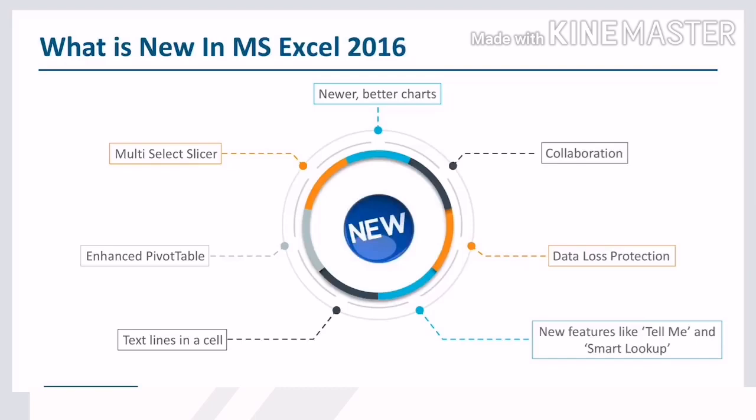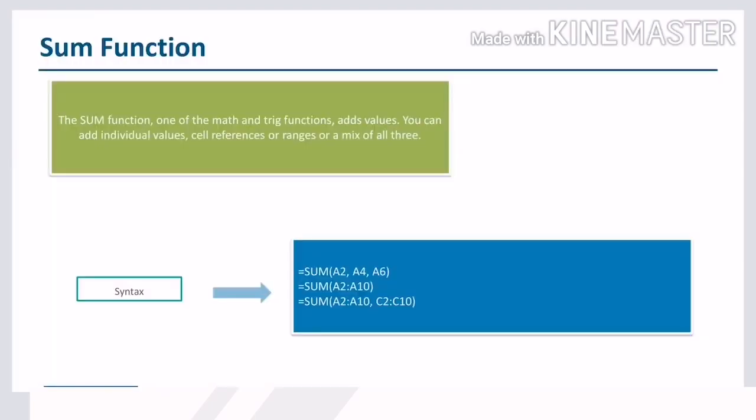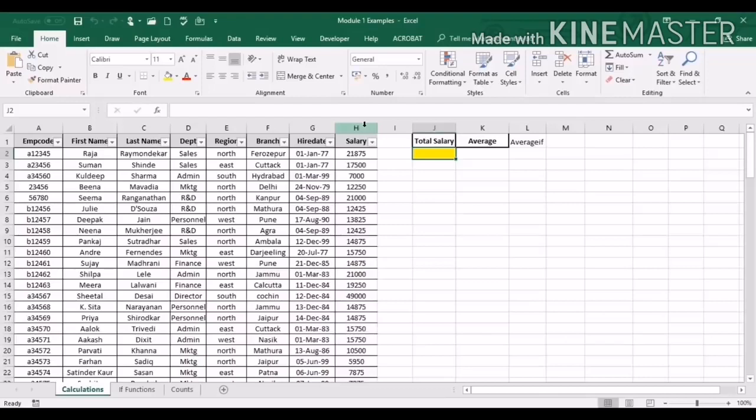So let's start with the important functions for MS Excel. The first is the SUM function. Enter the equal to sign followed by the function name and the open brackets. So let's see in our example. Let's say I need the total salary paid to all the employees in the organization. So I have the employee list and their salary detail. I need this information in cell J2.